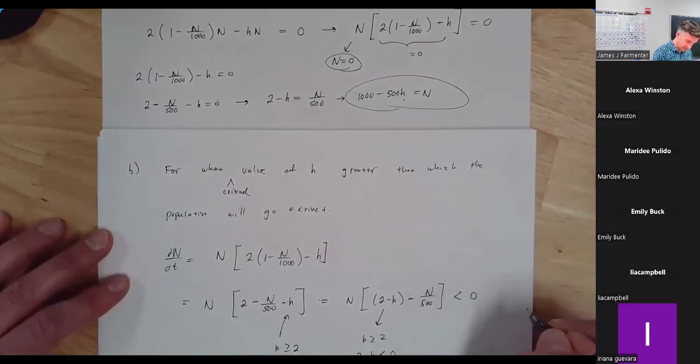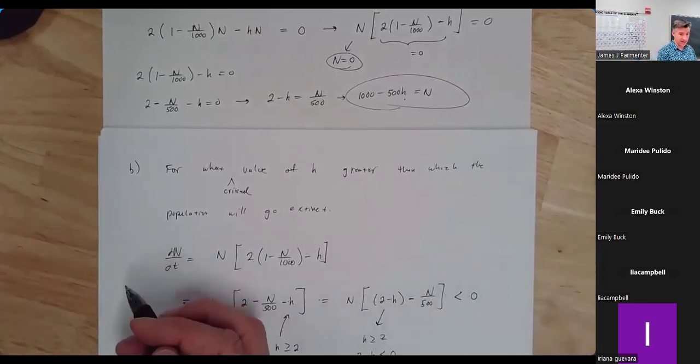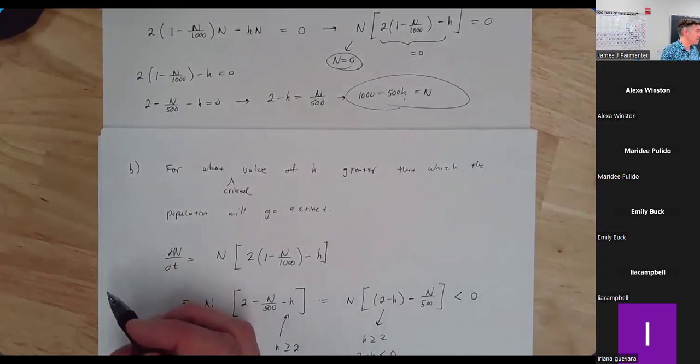If that's negative, then our growth rate is negative, which means our population is going to be decreasing no matter what happens and eventually die out. Go ahead.